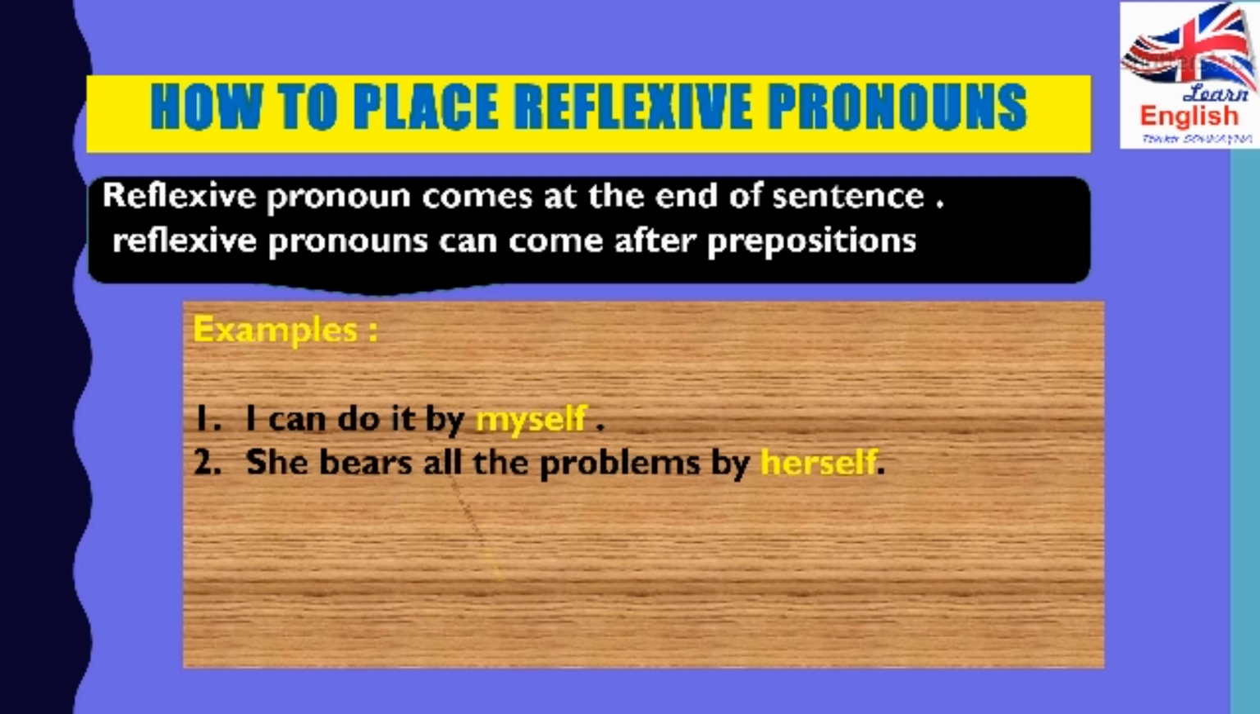Let's see another example. He writes a letter to himself. Again, we have the reflexive pronoun at the end of the sentence, and we have he. Of course, we will have himself immediately. Listen to yourself. Here you have an imperative, and we have the preposition to, and we have the reflexive pronoun yourself. So the reflexive pronoun here comes after the preposition to.